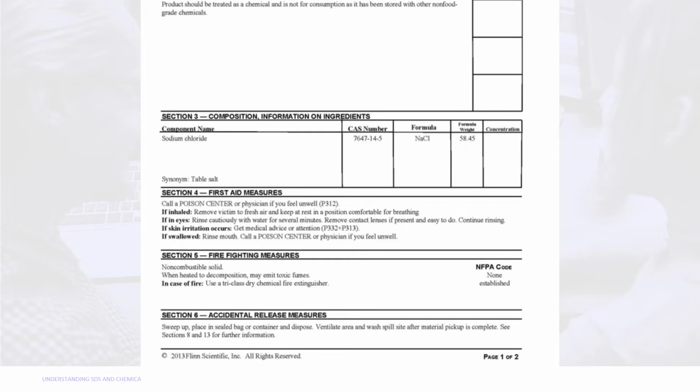If the substance creates additional hazards, such as the release of toxic gas, this section may direct you to leave the area and move to an area of fresh air. Be sure to follow any directions from Section 6 when dealing with chemical spills.